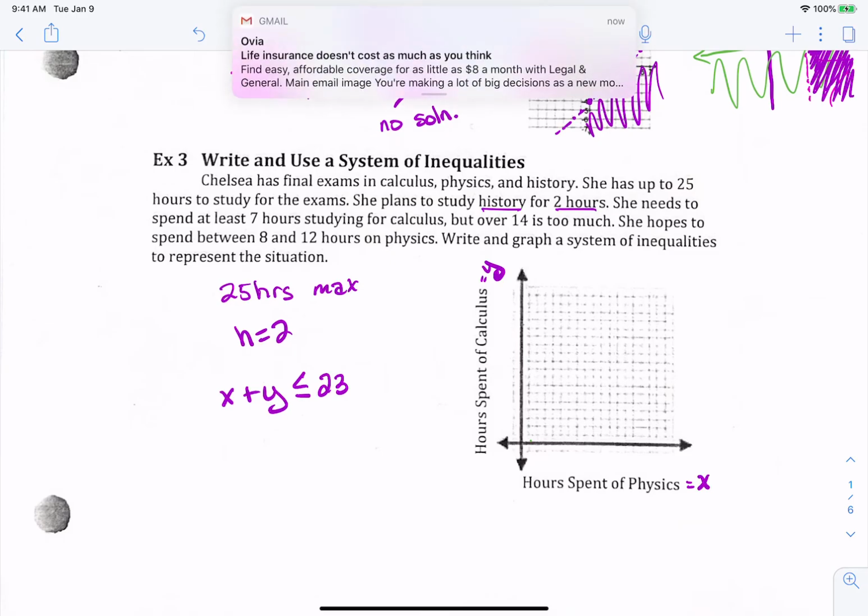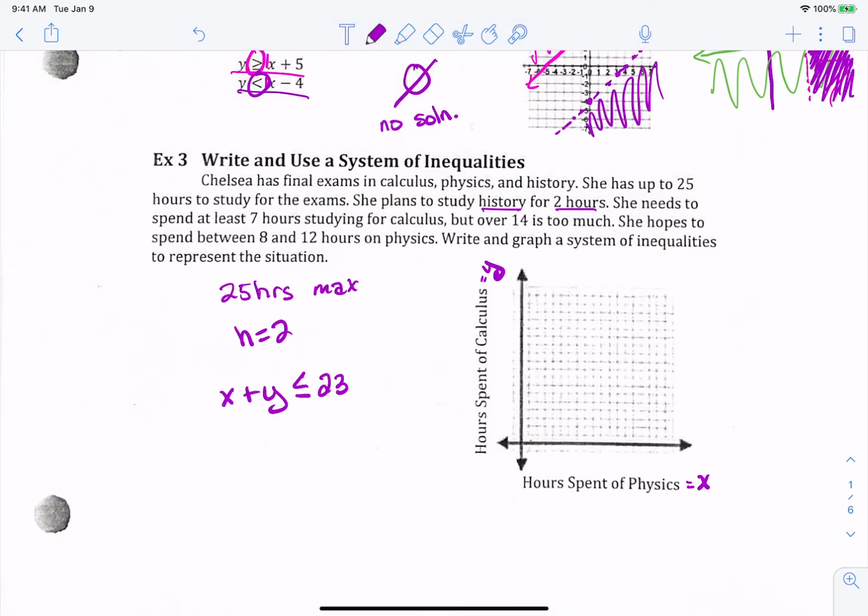She needs to spend at least 7 hours studying for calculus. Which one is calculus, x or y? Y. So y has to be at least 7. What does that mean about y?